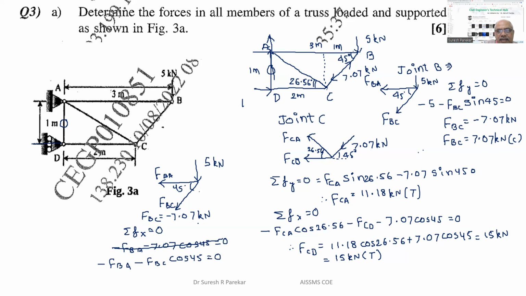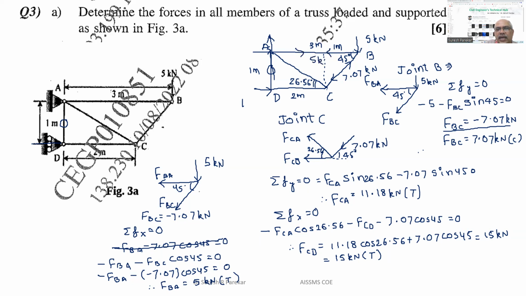FBC we have value minus. We got here minus. And therefore we will put FBA, that is minus FBA minus of minus 7.07 cos 45 equal to 0. And from this we will get FBA equal to 5 kilonewton, and that is plus. So we have this as tensile. 5 kilonewton we have, and plus therefore tensile. And therefore we will get this force 5 kilonewton tensile.